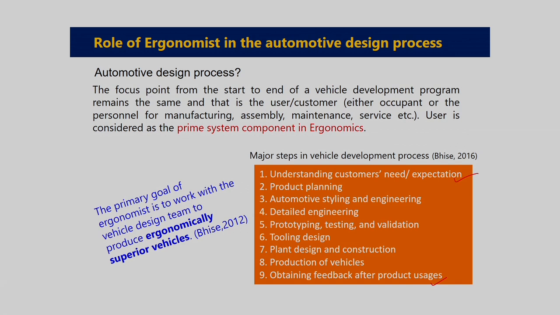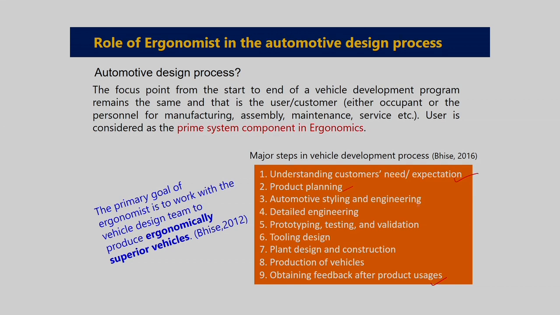So, the major steps in the automotive design process, as mentioned by Vishay in his book Automotive Ergonomics in 2016. He mentioned understanding customer needs and expectations as the first step. All these steps happen concurrently, not one after another; it is a concurrent process. So, first, understanding the customer; second, product planning; third, automotive styling engineering; then detailed engineering, prototype testing and validation, tooling design, plant design and construction, production of the vehicle, and obtaining feedback from the users. So, the primary goal of the ergonomist is to work with the vehicle design team to produce an ergonomically superior vehicle. That is the main goal of the ergonomist.